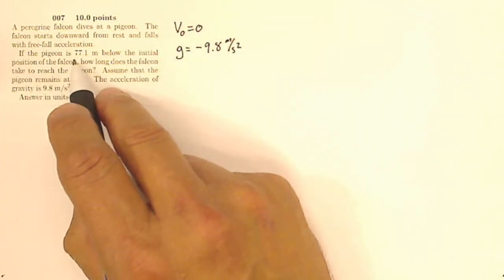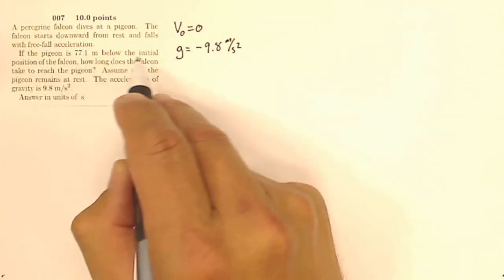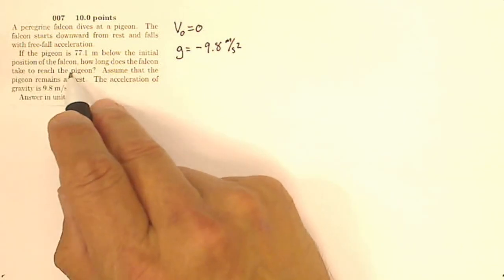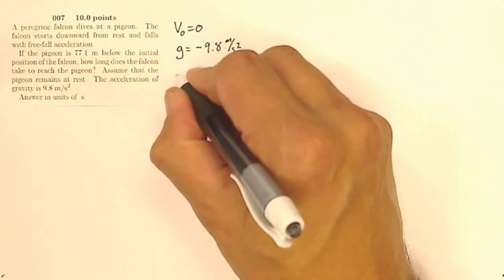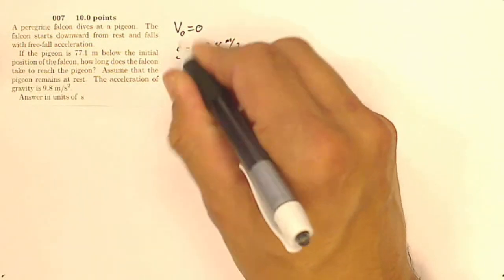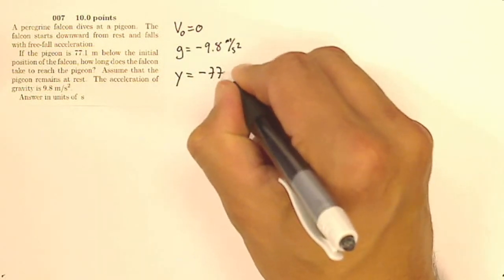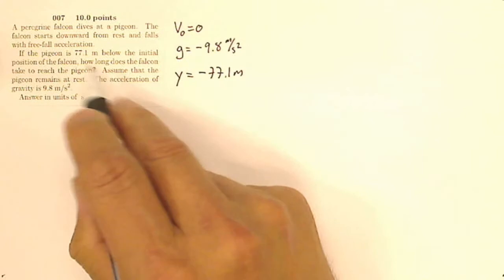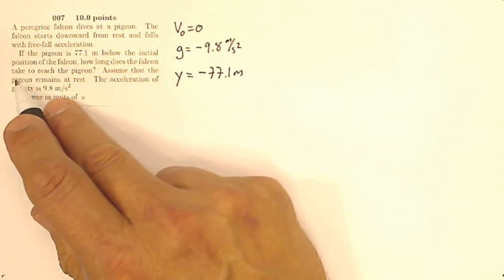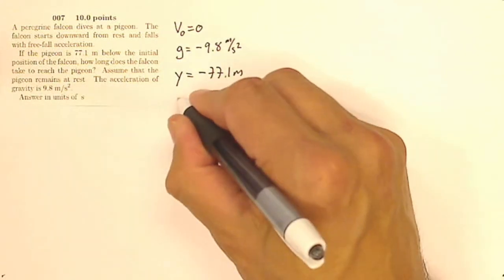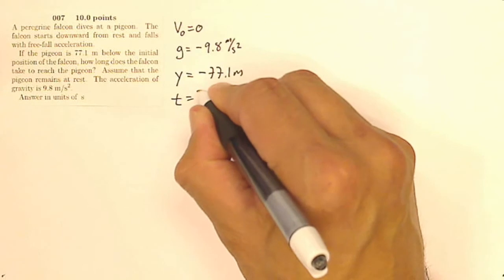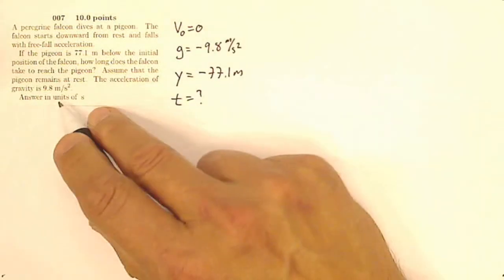If the pigeon is 77.1 meters below the initial position of the falcon, what does that tell me? That tells me that the displacement of the falcon during this fall is going to be negative 77.1 meters. How long does the falcon take to reach the pigeon? So now I'm looking for a time to fall. Assume the pigeon remains at rest.